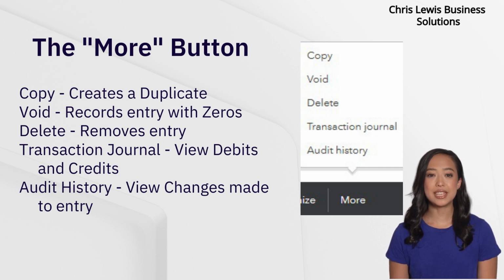At the bottom of every entry is a More button. These five items make life easier. Copy an entry if you have another similar entry to make. Void an entry to keep it in the system, and it can show as voided. Delete will remove the entry from all main views. Transaction Journal shows us the debits and credits that are happening in the background. Audit History will show us any changes that have been made to the entry.